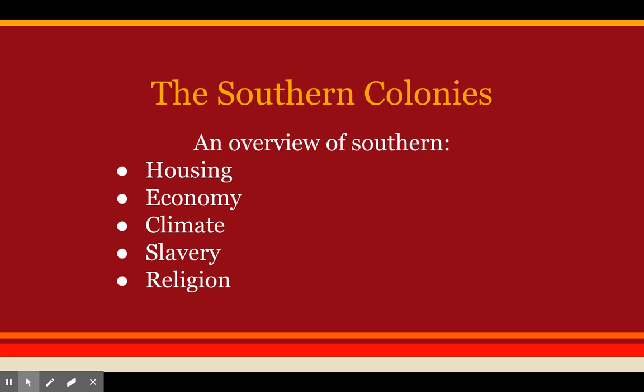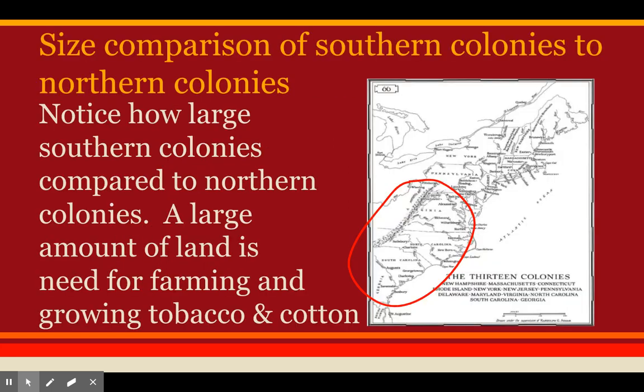So my goal here is to take a moment and share with you the Southern Colonies, and Mr. Landseidel will show you the Northern Colonies. The goal is to give you an overview of Southern housing, economy, climate, slavery, and religion, and we'll take them one at a time to give you some information to help you fill out your T-chart and your assignment. So let's get going. First, I'd like you to look at the map.